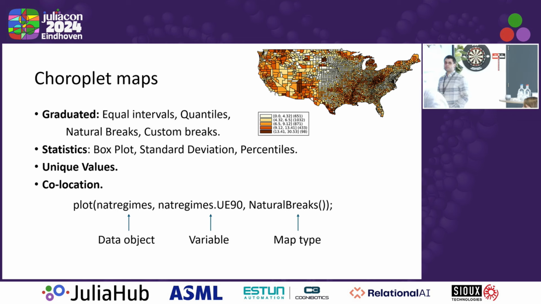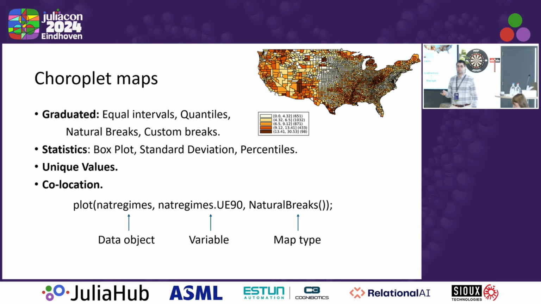And making these maps is very easy because we take advantage of the Julia interconnection between packages. Using the plot function from the Plots package, we can use, say, plot. We pass the geographic data object we have read before, then the variable we want to plot, and the kind of map. It can be a quantile map or a natural breaks map, for instance.